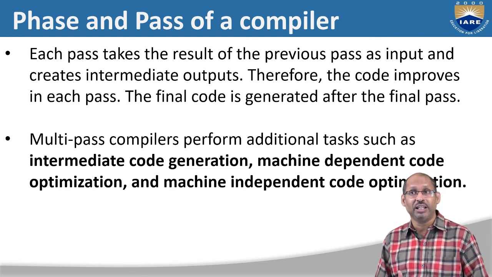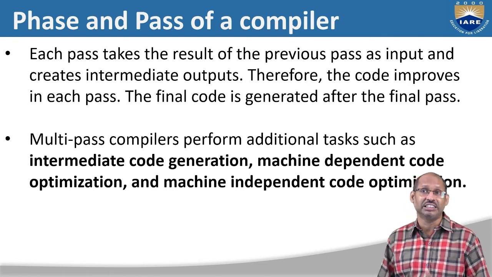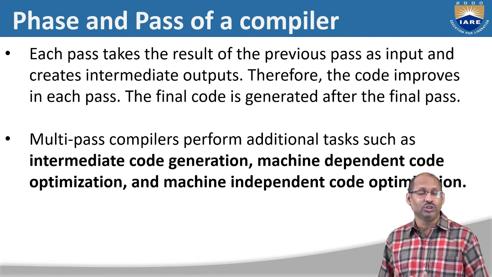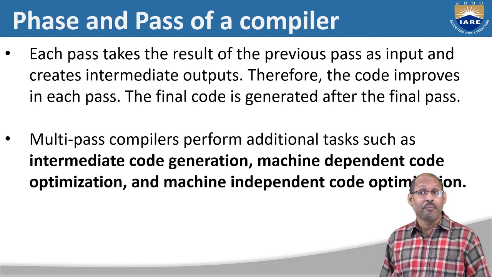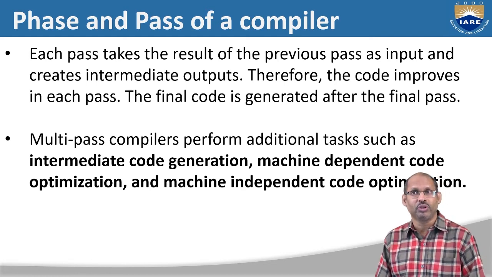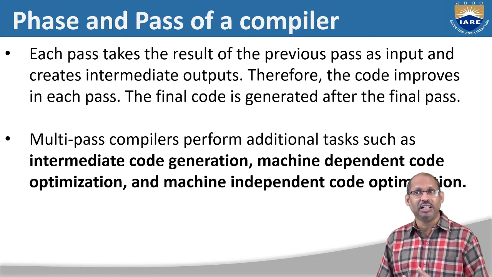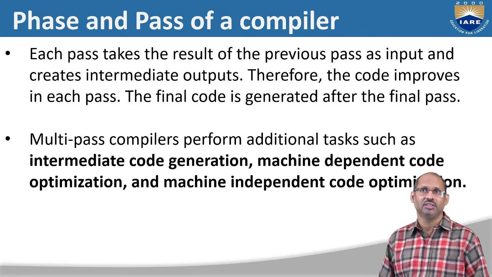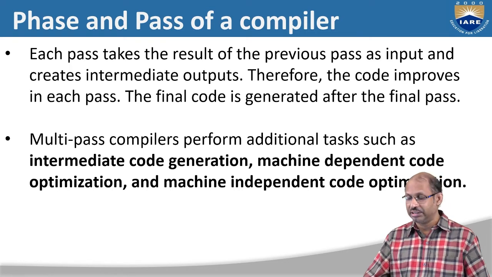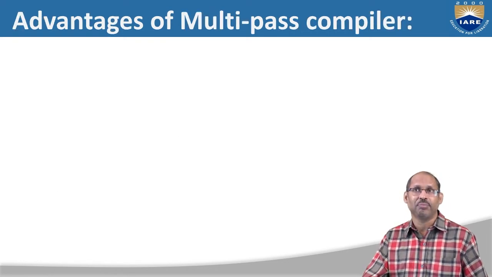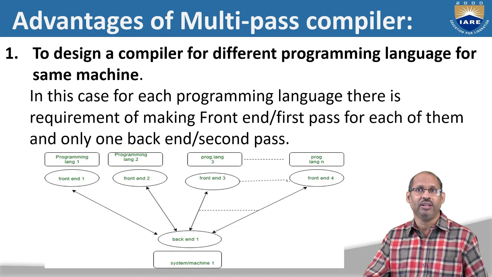So multi-pass compilers perform additional tasks such as intermediate code generation, machine dependent code optimization, and machine independent code optimization, to improve the resultant assembly program and machine program so that it is more efficient. Right? So that is the advantage of multi-pass compiler. We'll discuss one by one once again.